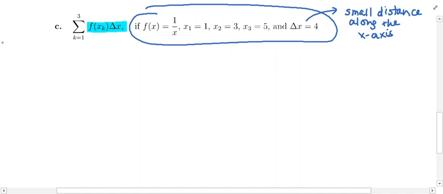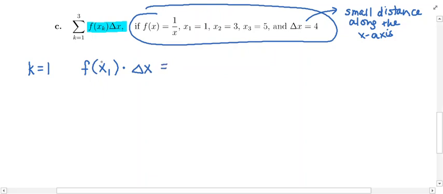We're going to start with k equals 1. Go to the blue expression. Everywhere you see a k, pop in a 1. This is going to be f of x1, because the k is the subscript on the x. Nowhere else do you see a k. You have to multiply by delta x. I need to get a number out of this, and I have all the information that I need.